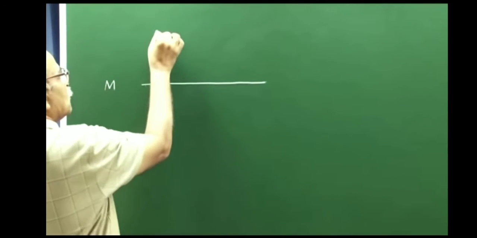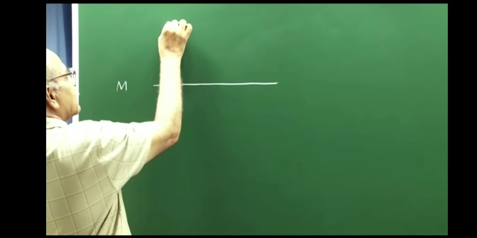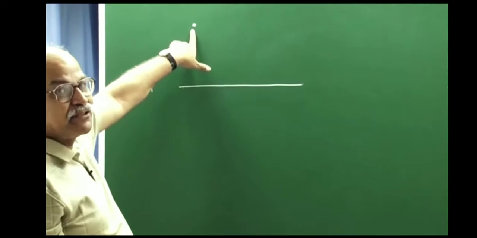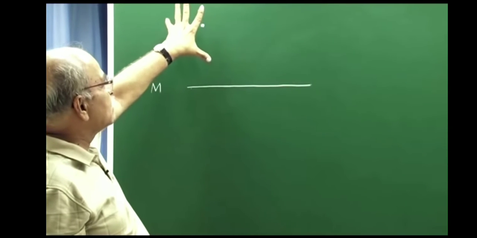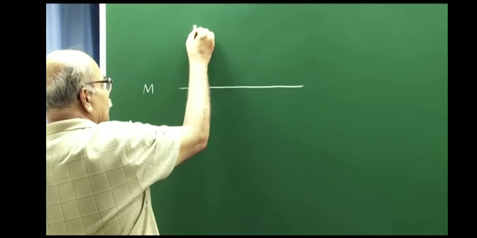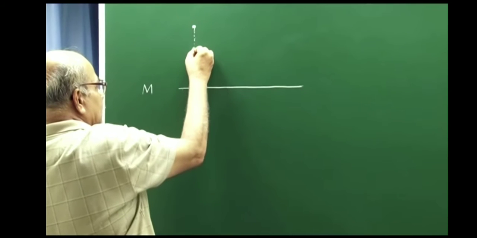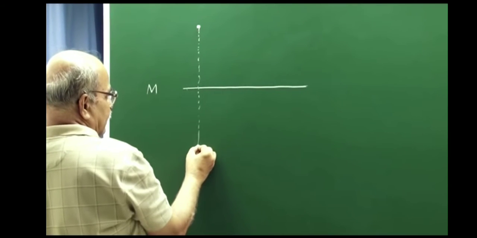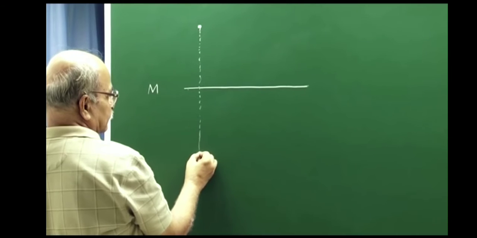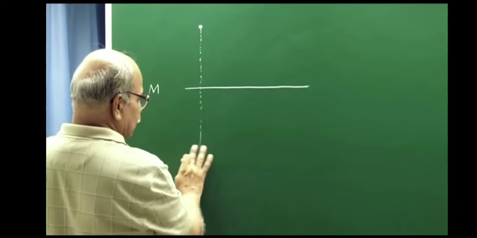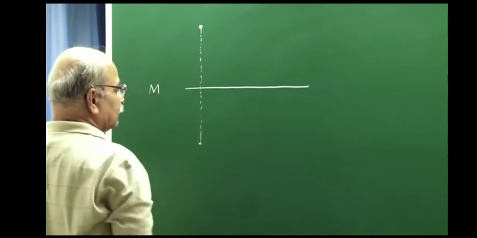and suppose you have a point object here, a very small object, maybe some LED or something which emits light in all directions. Now let me draw a perpendicular, and at the same distance here I just consider a point. At the same distance here, this distance and this distance should be equal. So let me put a point here.